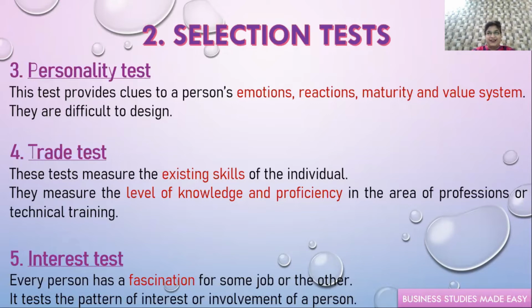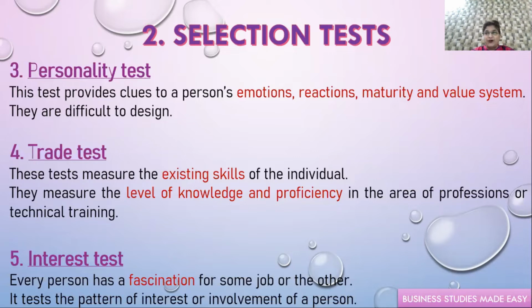Then comes trade test. If you're joining the organization and you are possessing certain trade, like for example, you're joining as an accountant or maybe a plumber or carpenter, so they will give you a test to see how good are you at it. To be an electrician in a company, they may probably give you a circuit to complete. They'll say complete this circuit, and if you're able to complete it, they will keep you.